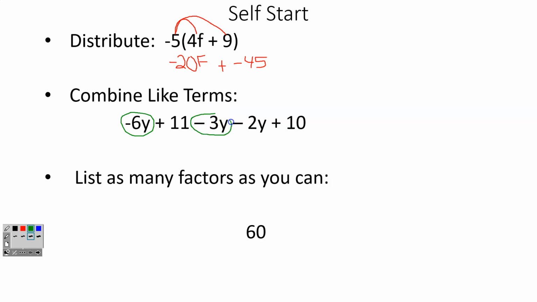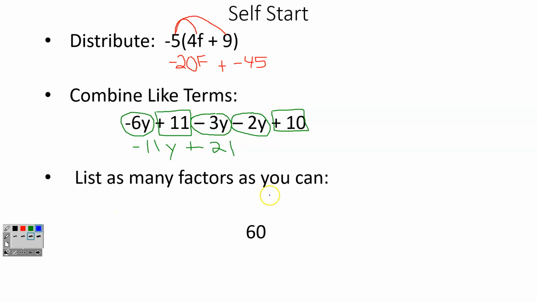Remember to include the sign that's in front of it to kind of help with identifying positives and negatives. So I have a -6y, -3y, and a -2y. When I combine all of those together, I'm going to be left with a -11y. I combine the 11 and the +10 because neither one of those has a variable, so they have that in common. And 11 plus 10 would give me an answer of 21.